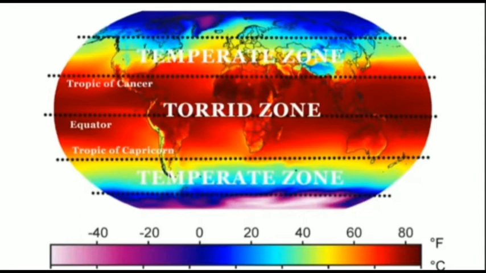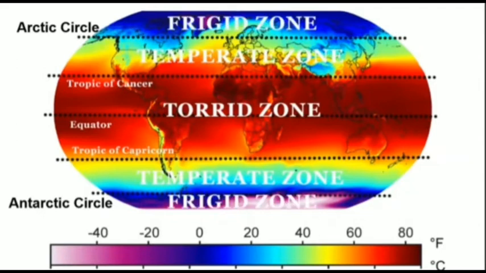It is located between Tropic of Cancer to Arctic Circle in the northern region, and Tropic of Capricorn and Antarctic Circle in the southern region. If we go further, we see frigid zone or very cold area. So, these are the climatic changes that apply to latitudinal change.